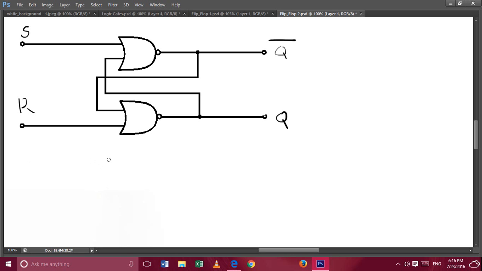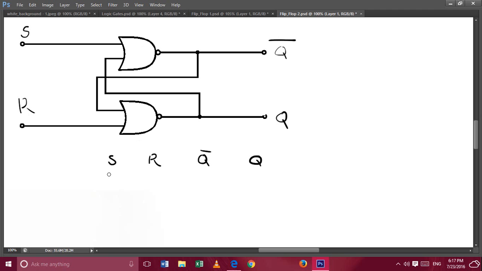We're going to put S, R, Q bar, and Q. By the way, Q is supposed to be the output, and this is the complement, meaning in this circuit, this is always the opposite of this. Okay, so let's start.